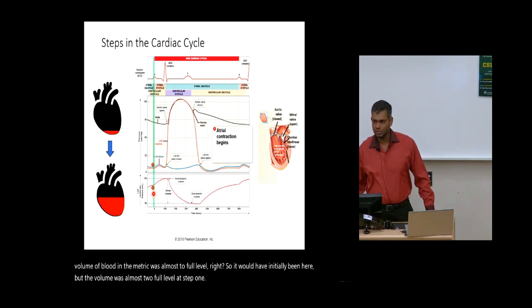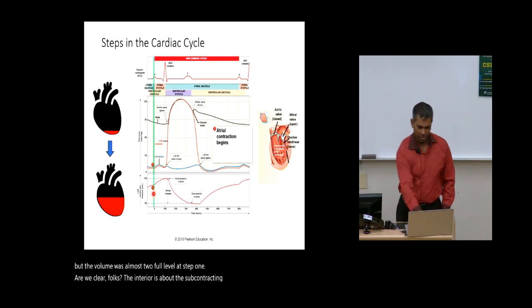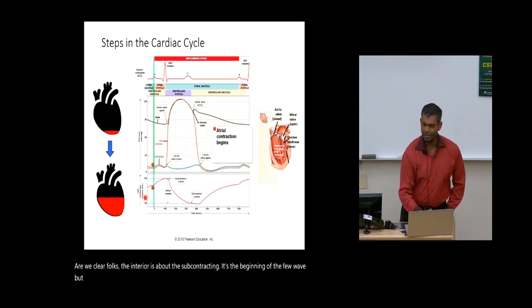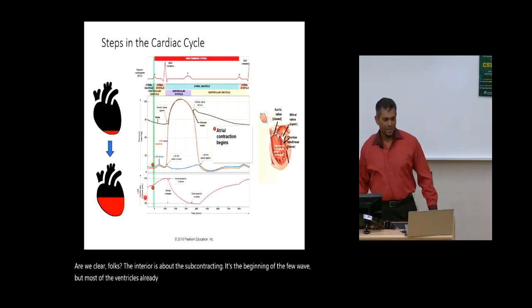Are we clear here, folks? The atria is about to start contracting. It's the beginning of the P wave, but most of the ventricle is already filled with blood because of passive reasons. The atrial pressure is higher than the ventricular pressure. Can we move to step 2?